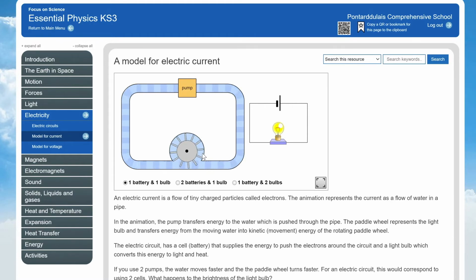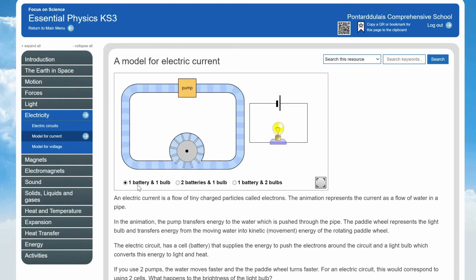But watch what happens if we double the voltage. The bulb gets brighter. It's the same as doubling the number of pumps. So you get a bigger push on the electrons. You've got a larger current flow because you've got more electrons flowing around the circuit, which we can think of as more water flowing around. The water wheel moves faster.